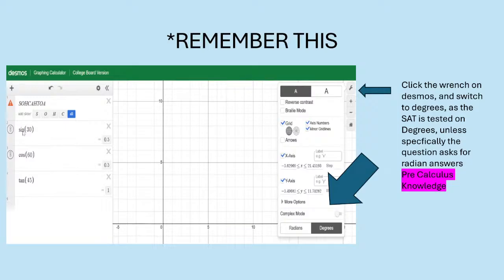So we have the degree function right here. So we're putting in 30 degrees. And the output will be 0.5. So that's sine 30. So we're looking at the y coordinate, because in the unit circle it would be the y coordinate, and it represents 1/2. So the output would be that.